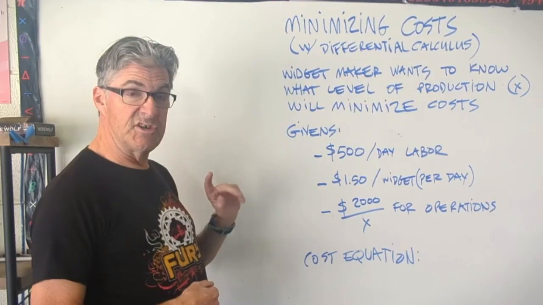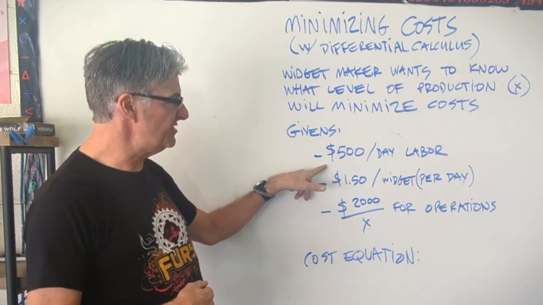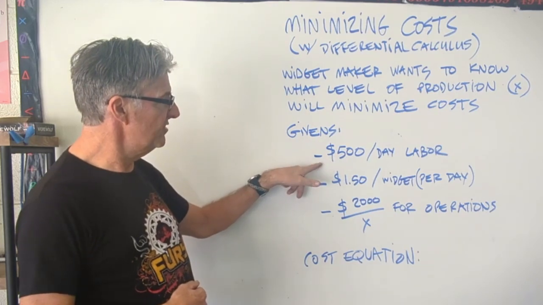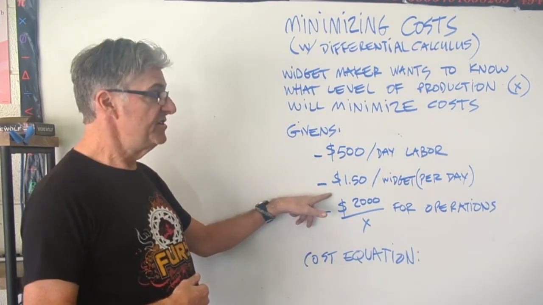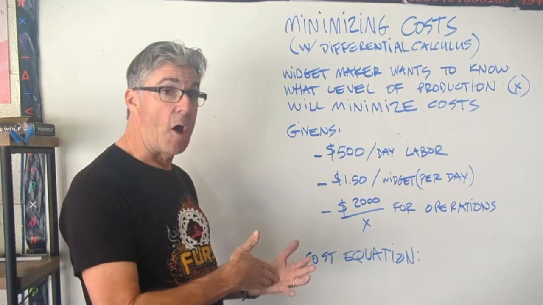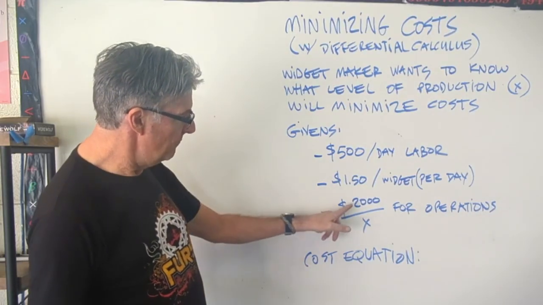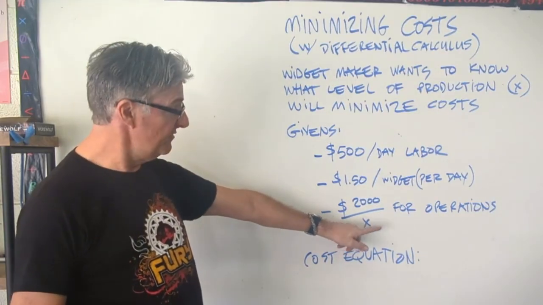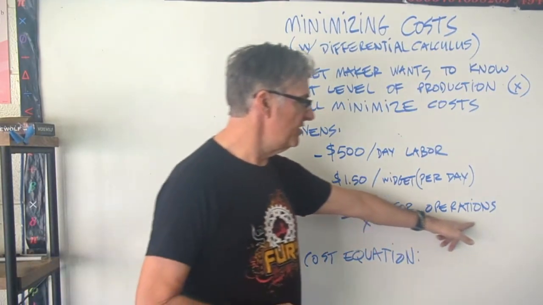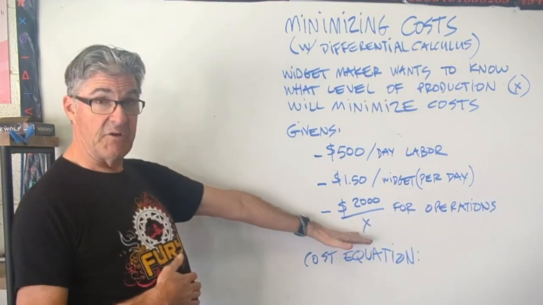So you're given a bunch of things. $500 per day for labor. That's like paying the people that are working in your shop. It costs $150 per day to make a widget. That's the raw materials for your widget. And then finally, it's going to cost you $2,000 divided by x, divided by the number of widgets, for your operations. So these are the variables that you have.